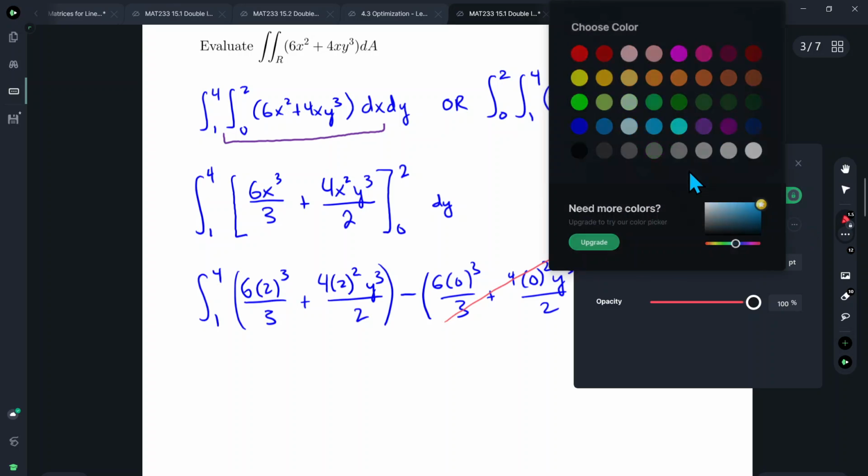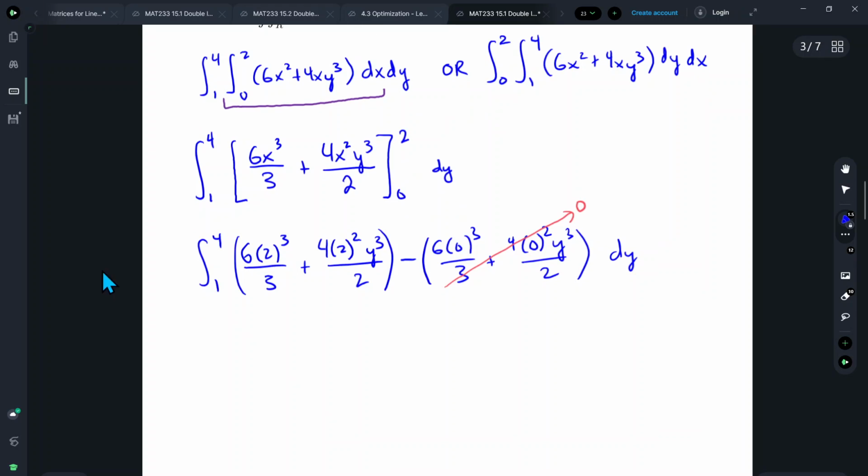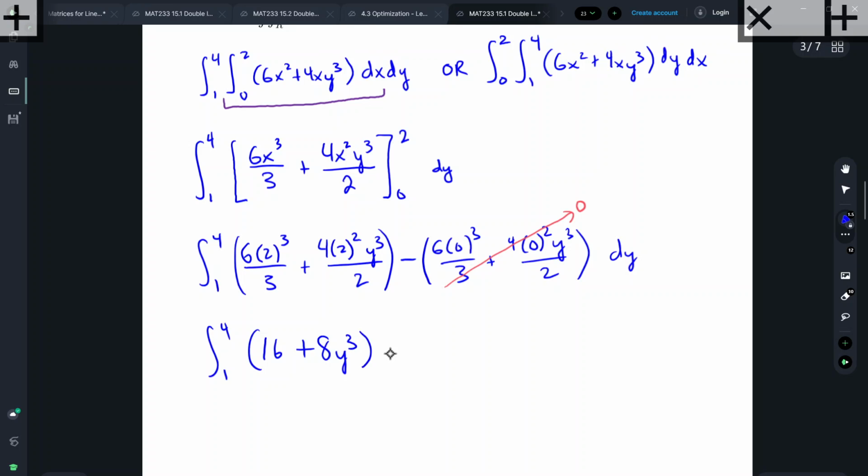Okay, so now I just need to worry about this first part here, 6 divided by 3. I still have the outer integral, it's still sitting there. So 6 divided by 3 is 2, and then 2 cubed is 8. So 2 times 8 is 16. And then this 2 squared is 4. 4 times 4 is 16. 16 divided by 2 is 8. That's y cubed. And then this whole thing was 0, so that goes away. And then I still have my dy.